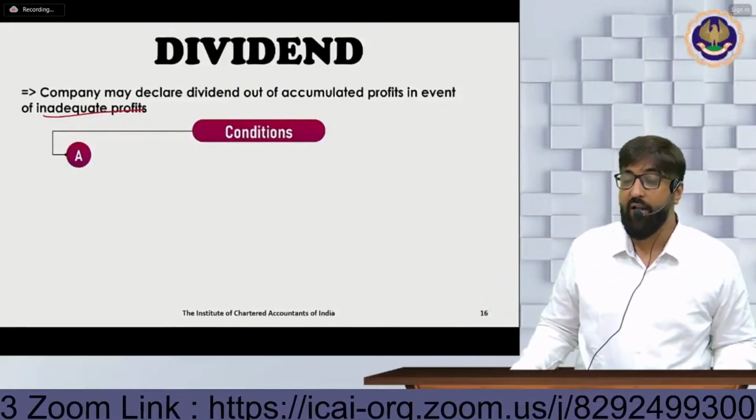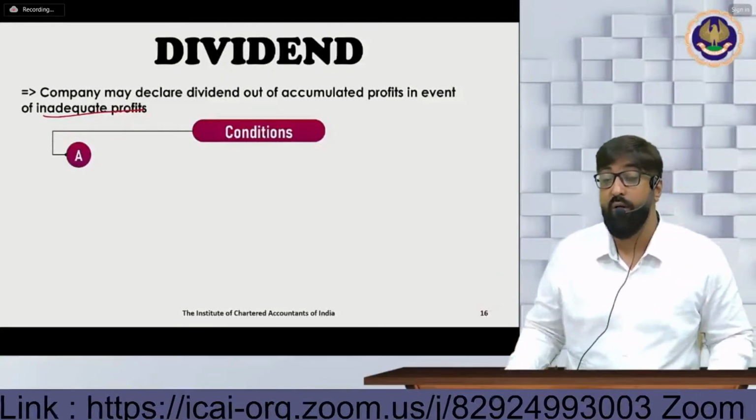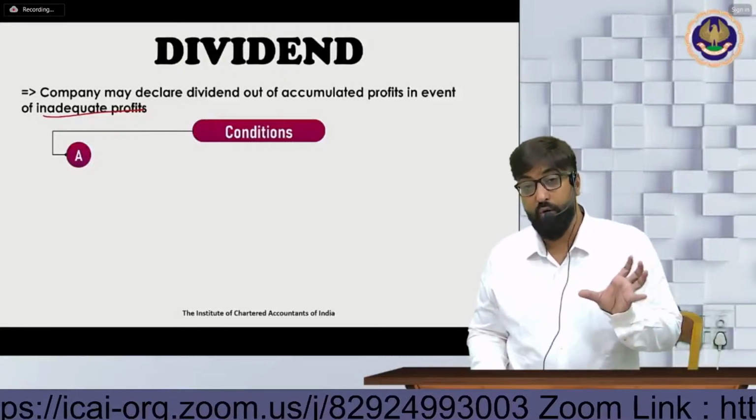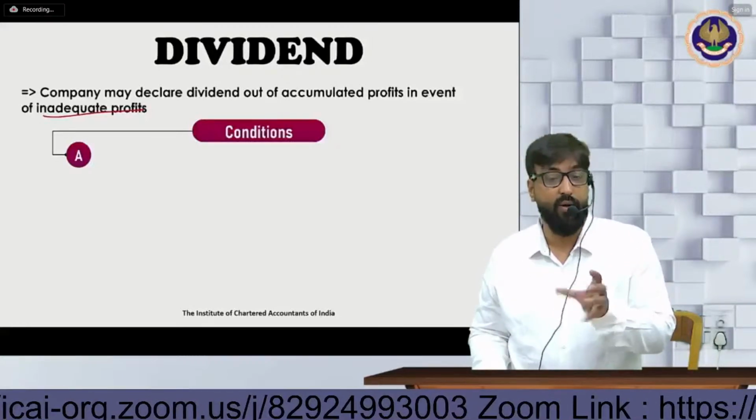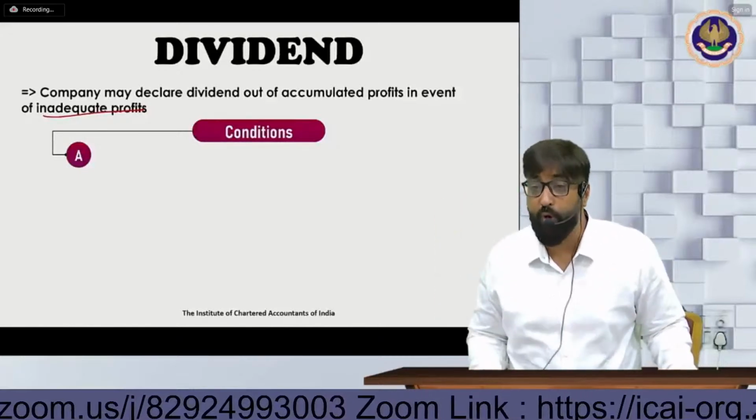So inadequate profits means what? Inadequate profits means in the current year you have not achieved any amount of profit. Your targets are not achieved, and still you want to declare dividend. So which profit are you going to use? How are you going to declare the dividend? I'm going to use the profit of past years.